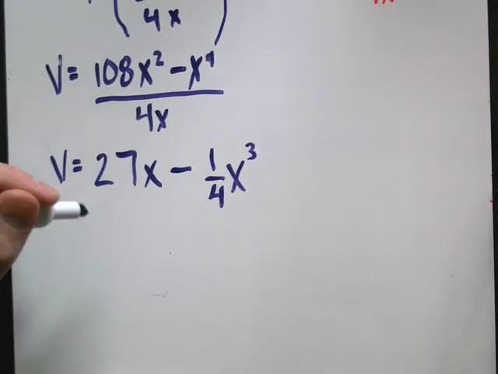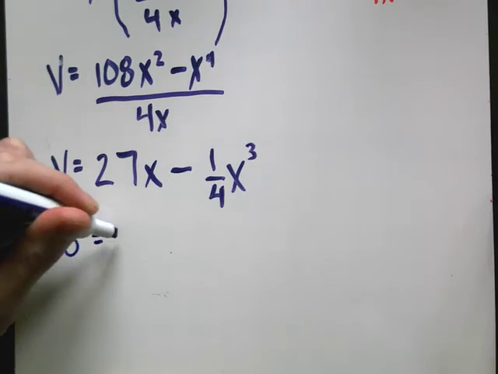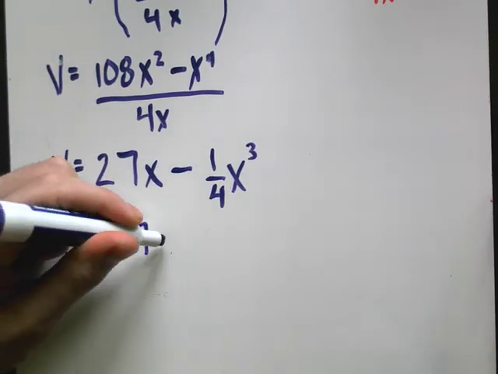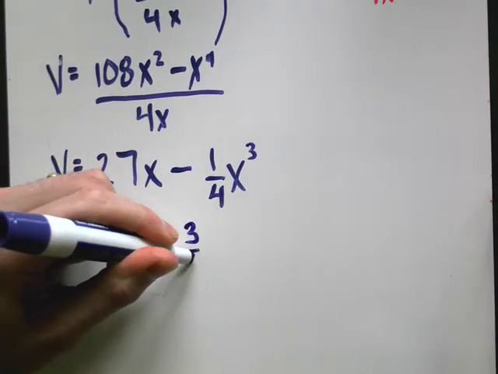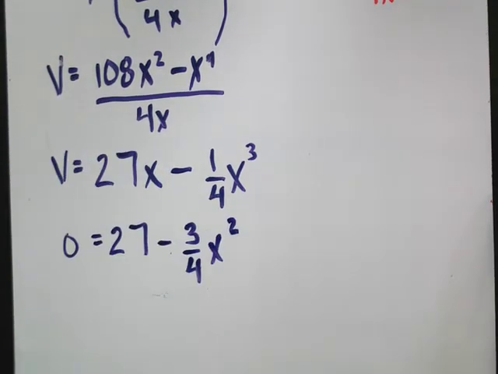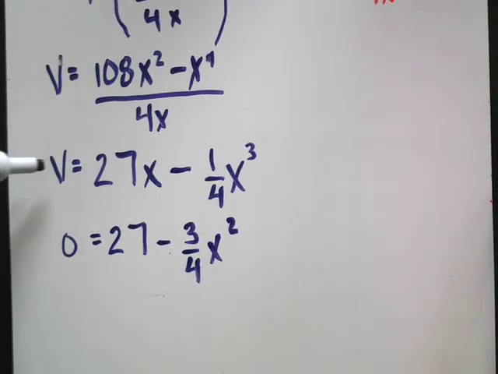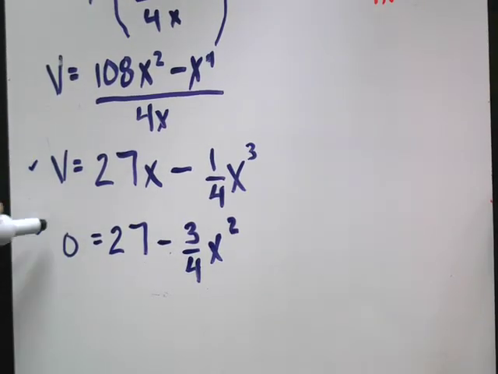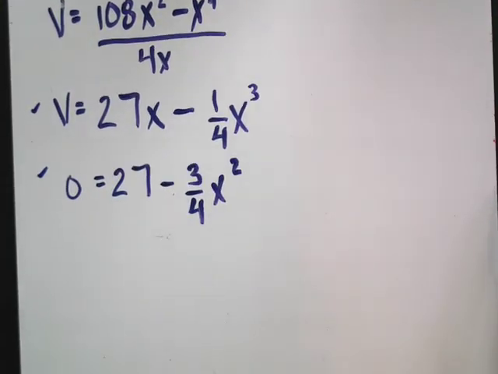So let's set the derivative equal to 0. So I'm going to say 0 equals 27 minus 3/4 x to the second. Okay, so what I did here is I took the derivative. Hopefully I didn't lose anyone there. This is the simplified equation. This is the derivative. I'm setting it equal to 0. Okay, all I have to do now is solve for x.